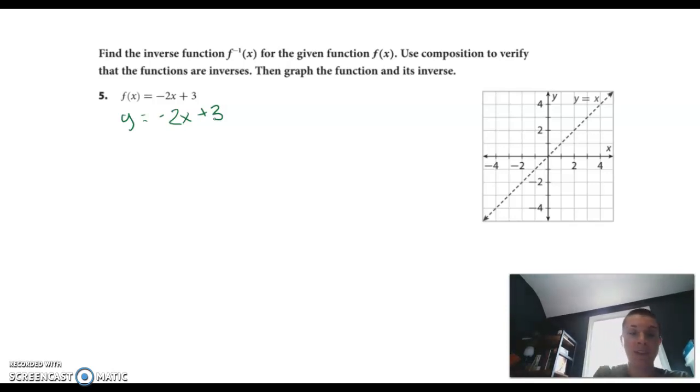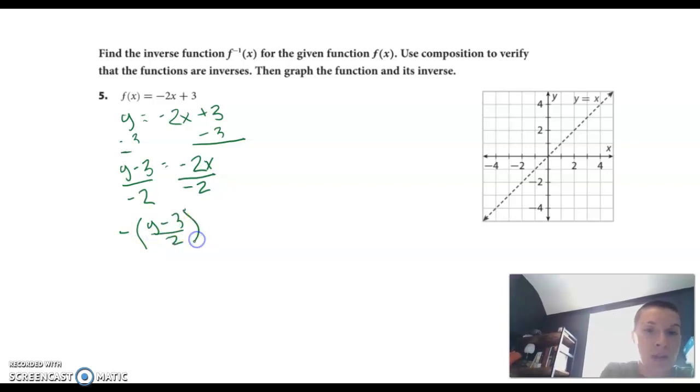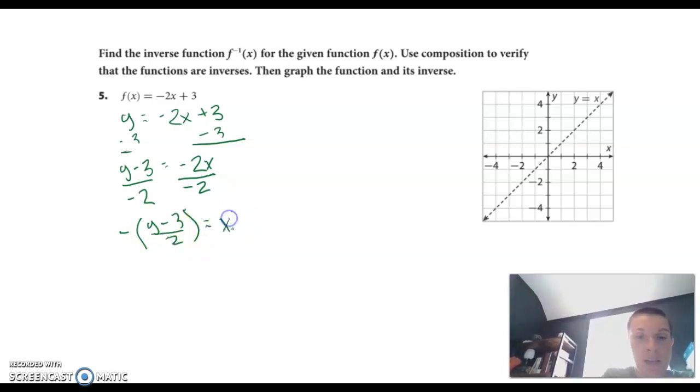Our second step is to isolate x, or solve for x in terms of y. So to get x by itself, we need to get rid of this plus 3. We'll subtract 3 on both sides and get y minus 3 equals negative 2x. Then we simply have to divide by negative 2 on both sides. So we get negative times the quantity y minus 3, over 2, equals x. And then we can further simplify this down to get negative y plus 3, over 2, equals x.